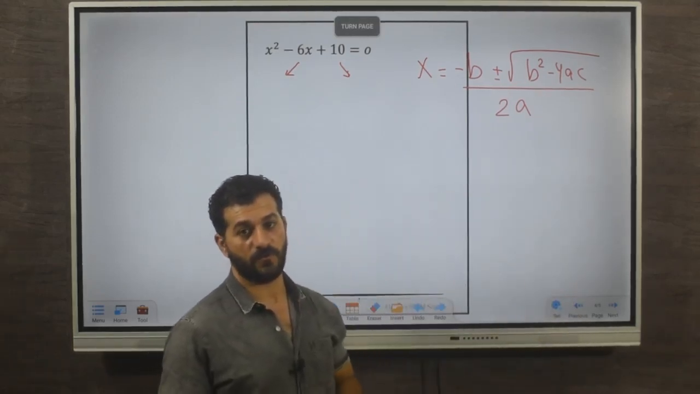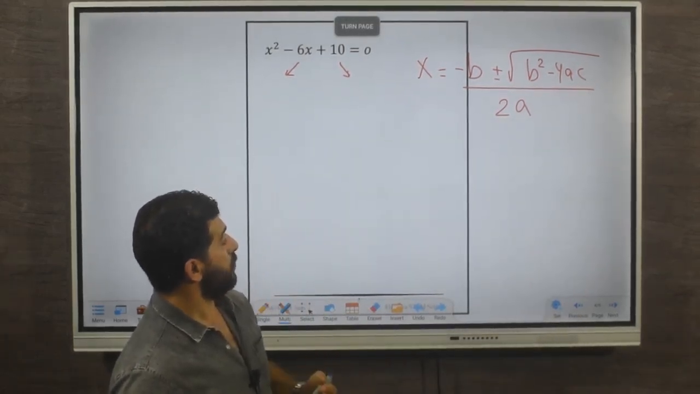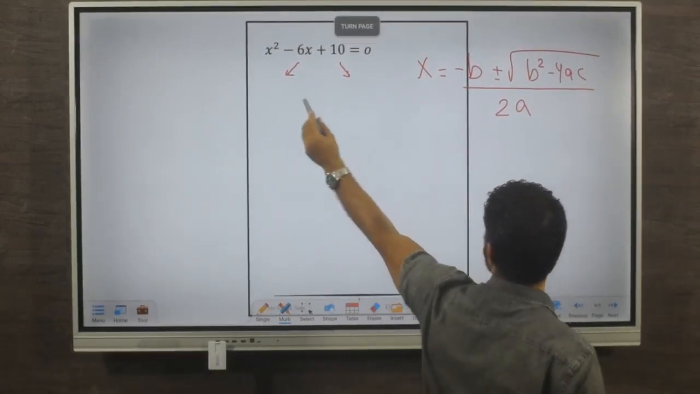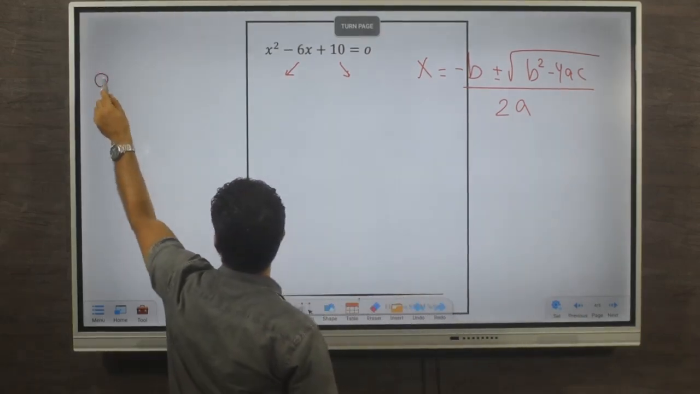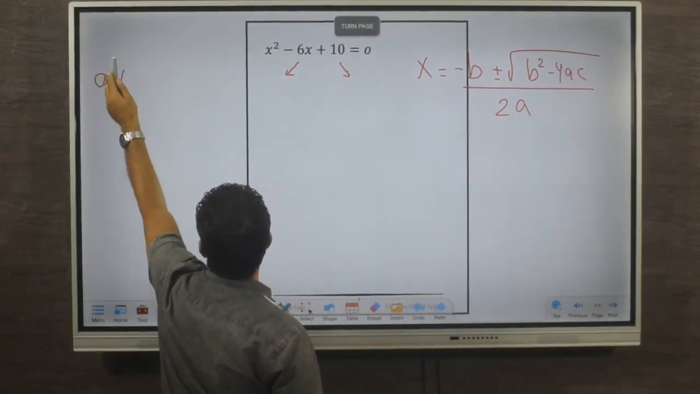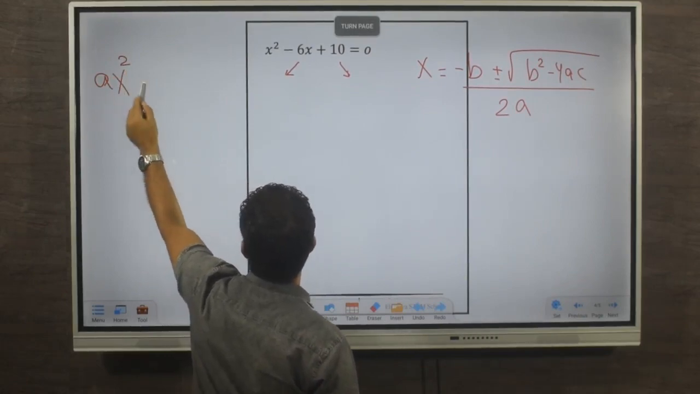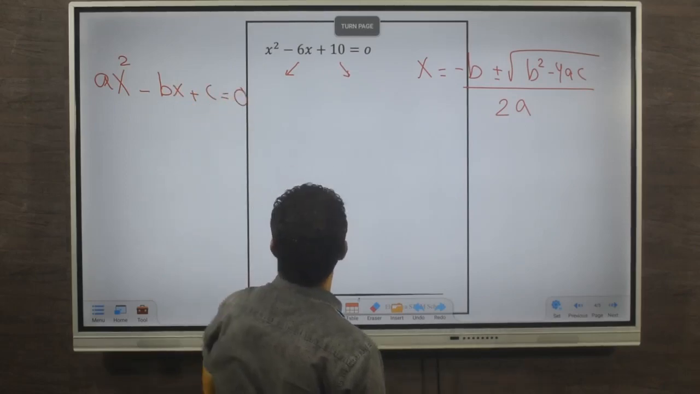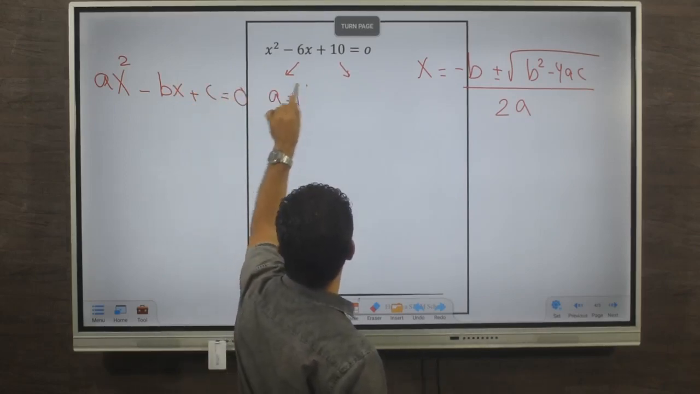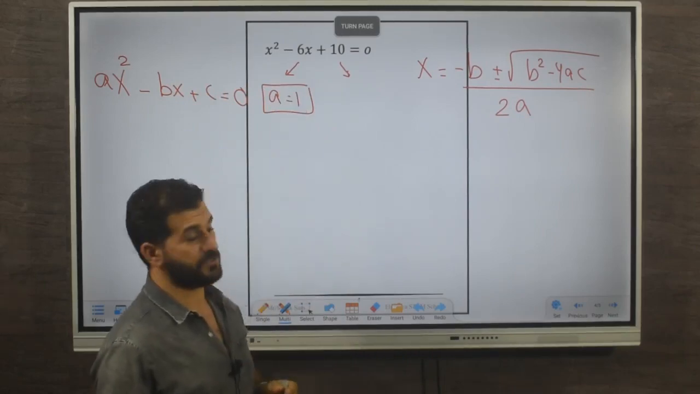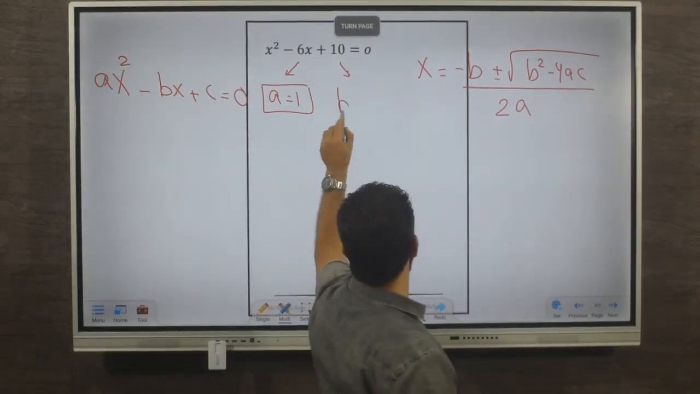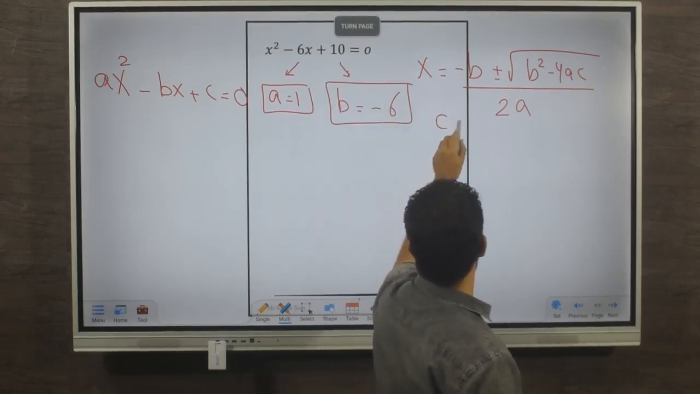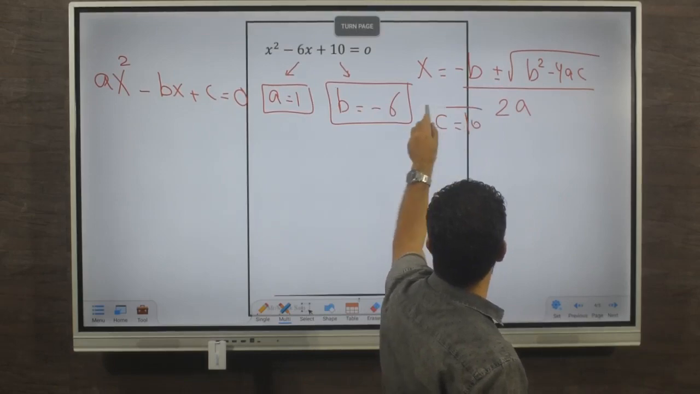How can we get the value of x? What is a, what is b, what is c? A is the coefficient of x squared, because any quadratic equation is written in this format: x squared minus bx plus c equaling 0. So what is a? A is 1. The coefficient of x squared is 1. And what is b? The coefficient of x is negative 6. And what is c? C, the absolute term, which is 10.